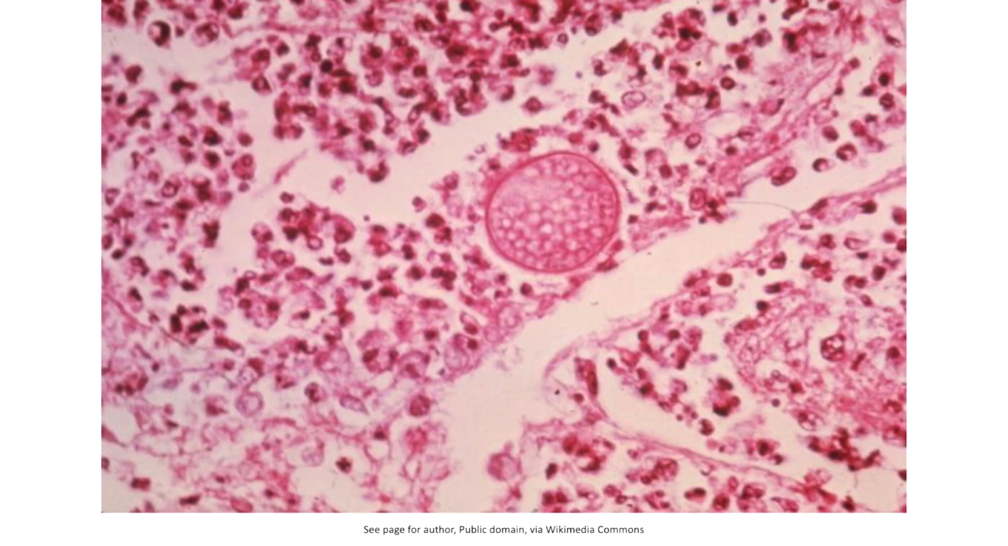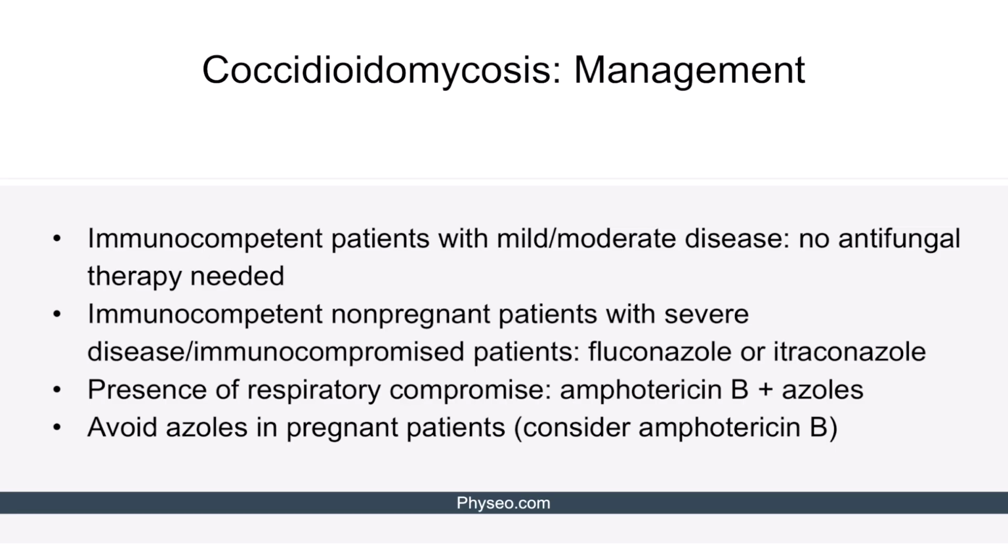So here's a microscopic slide from a patient diagnosed with coccidioidomycosis. Note the spherule that is filled with endospores. So once you've diagnosed it, how do you manage it? Well, if the patient is immunocompetent and they have a mild to moderate disease, then you don't need to prescribe anything. And that's more similar to histoplasmosis.